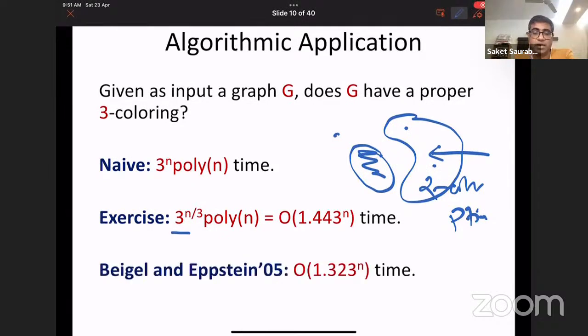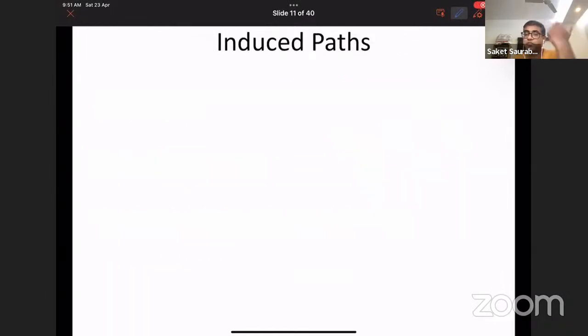Okay. But in 2005, Beigel and Eppstein gave an algorithm for 3 coloring that ran in this much time, which is still the fastest known. Okay, so let me talk about some other structure.